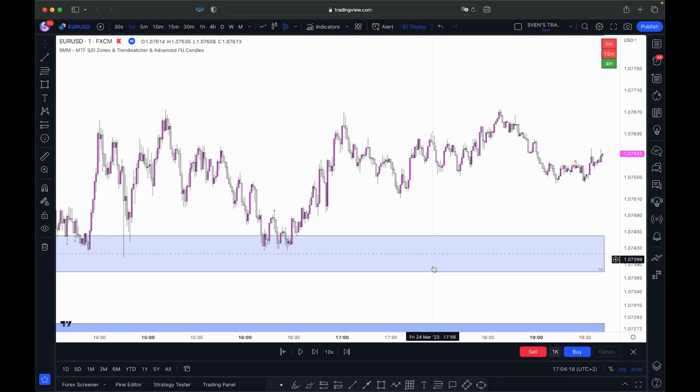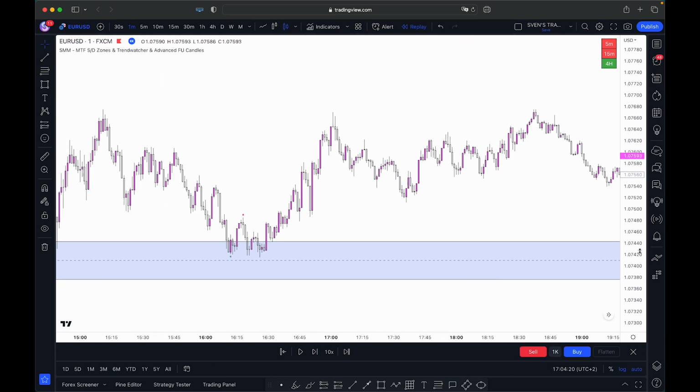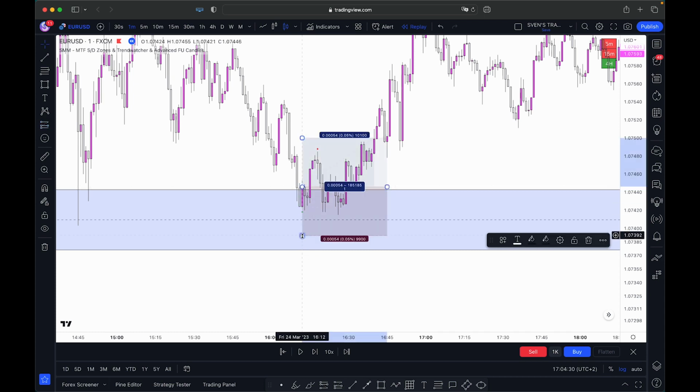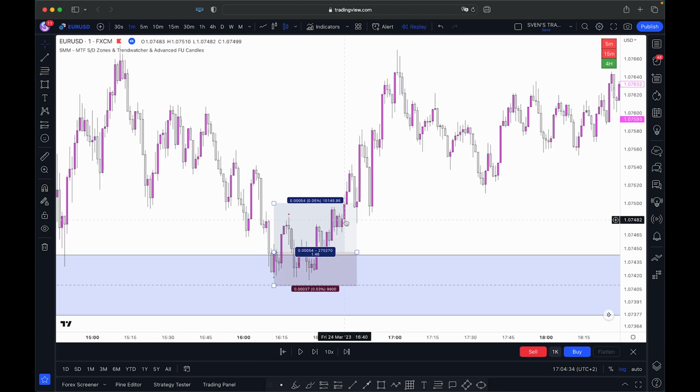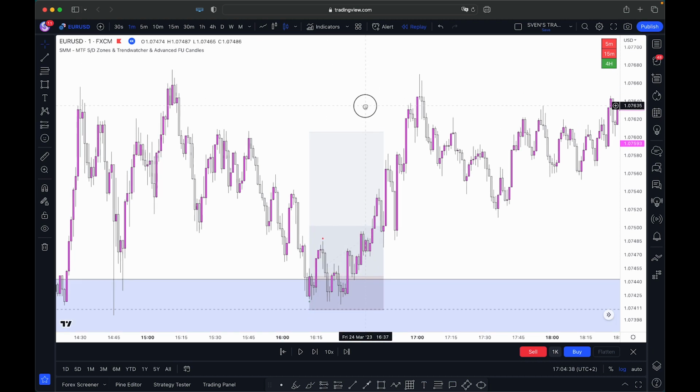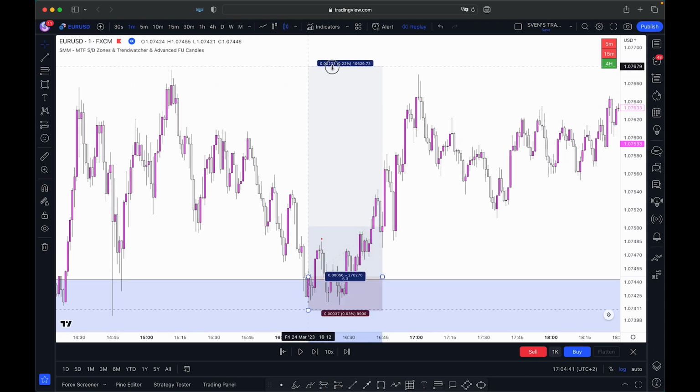So let's say we have a demand zone over here. The indicator gives a buy signal, or like a reversal signal. You can place your entry on the close of the FU candle. You place your stops on the equilibrium of the demand zone, and you can target the previous high over here or a little bit higher.